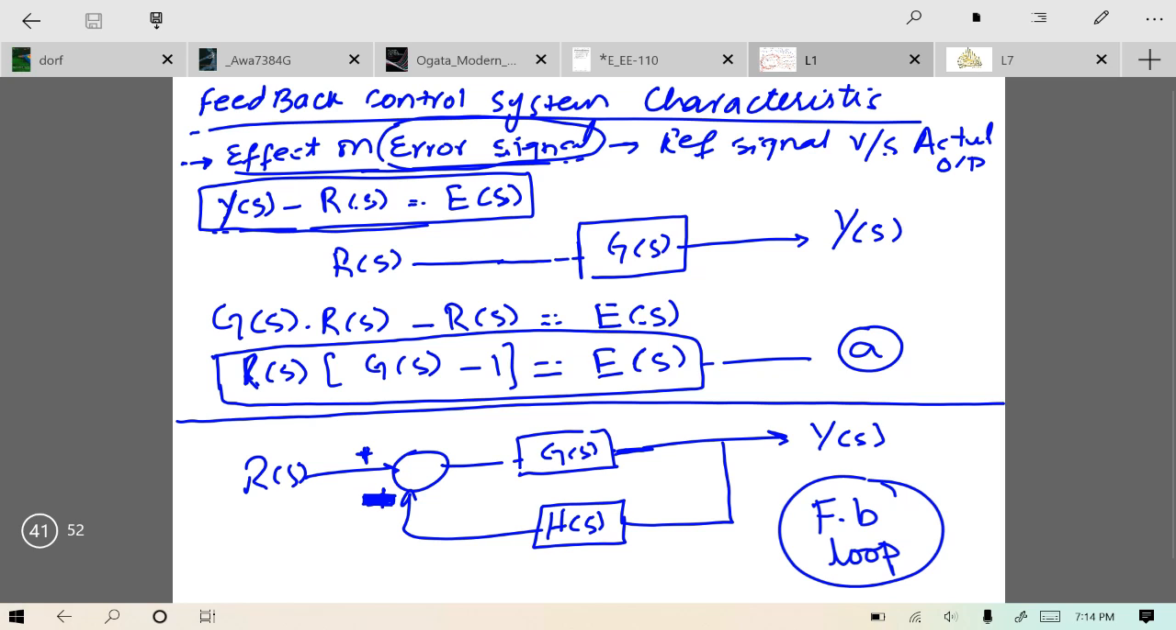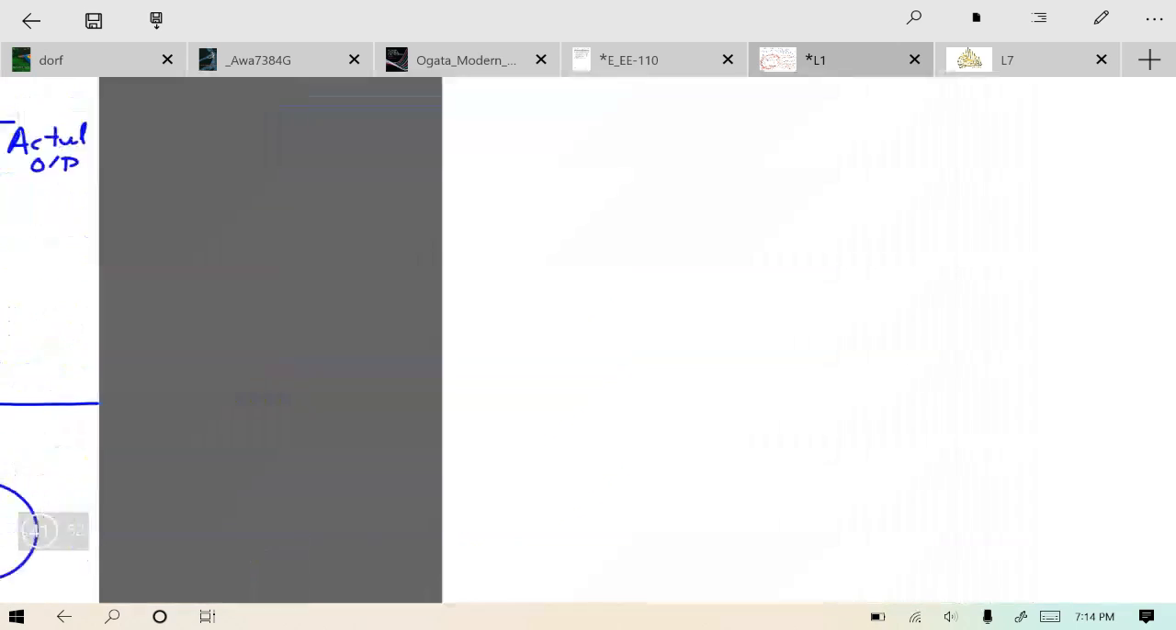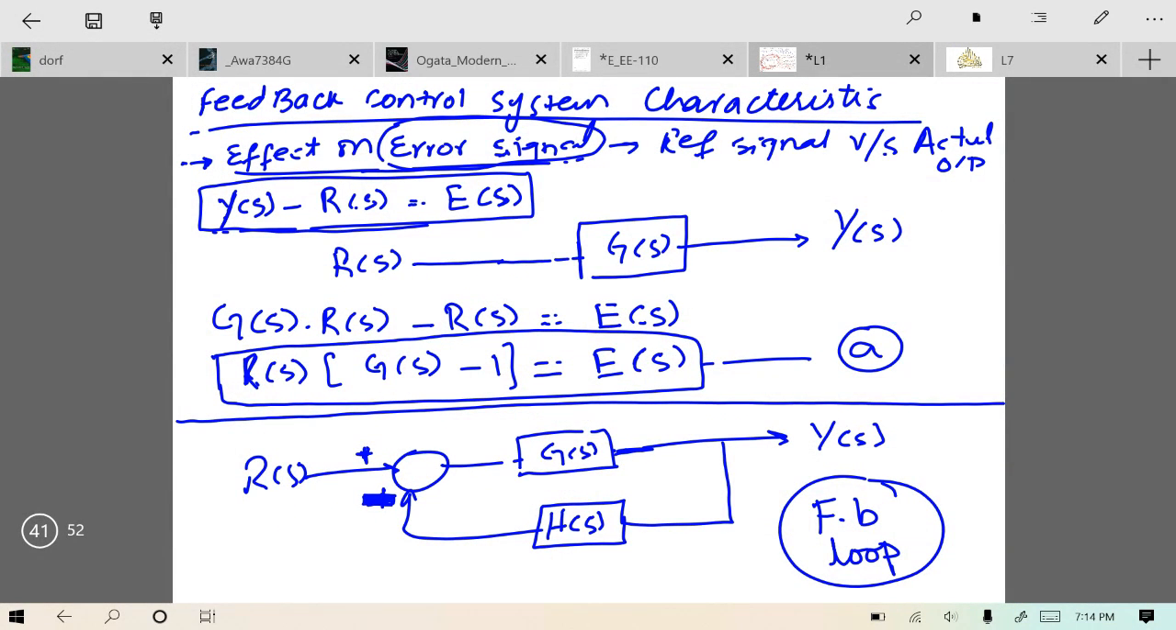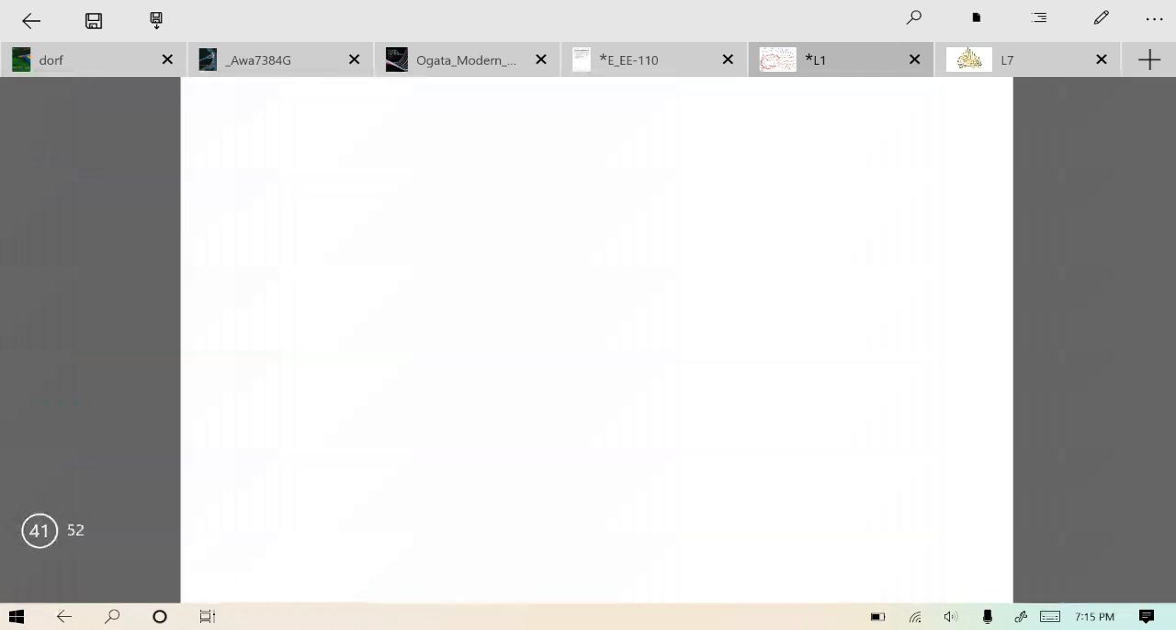Now let's see what's the error signal in this feedback loop. First of all, let's assume this H of S equal to 1. We can say it is a unity feedback. Then I will come to the point where H of S is not equal to 1. So we have a negative feedback system. We have a reference signal over here. We have an output signal over here. And we have a process G of S, and we have a unity feedback path.